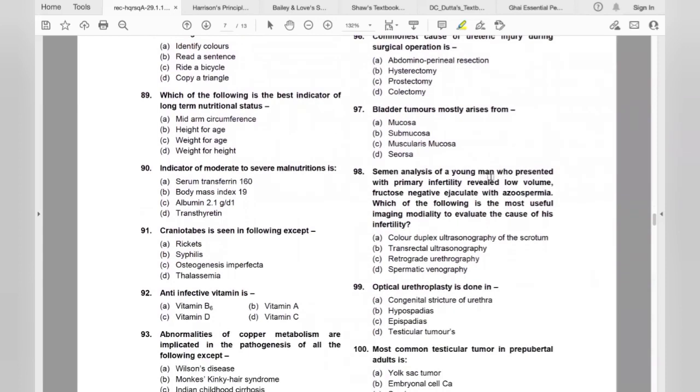Semen analysis of a young man who presented with primary infertility revealed low volume, fructose negative ejaculation with azoospermia. Which of the following is most useful imaging modality to evaluate the cause of his infertility? Answer is transrectal ultrasound.